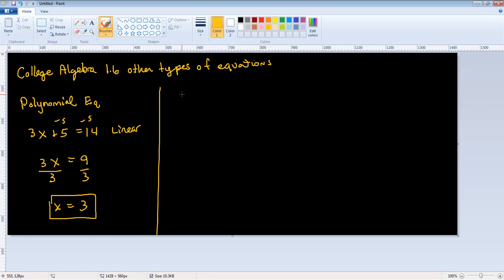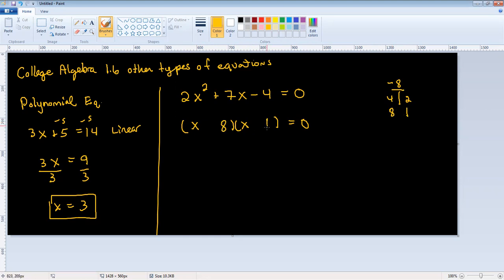Okay, what about something like this? If you were to try to solve this, you can use the quadratic formula, or you can try to factor it. Either way, it's up to you. But usually you're going to say 2 times negative 4 is negative 8, then 4 times 2, or we might even have 8 and 1. And so we have plus 8 and minus 1, and we divide by 2.